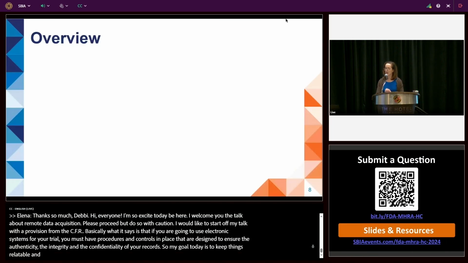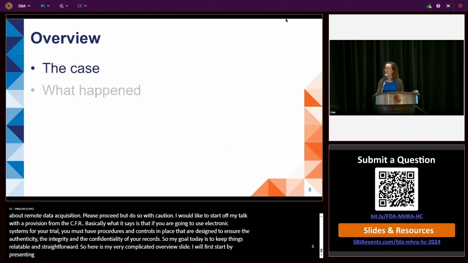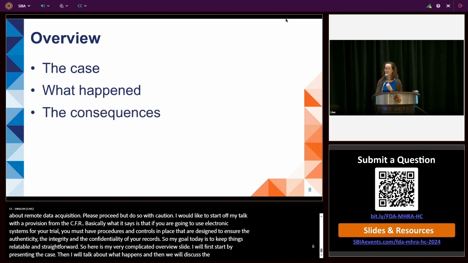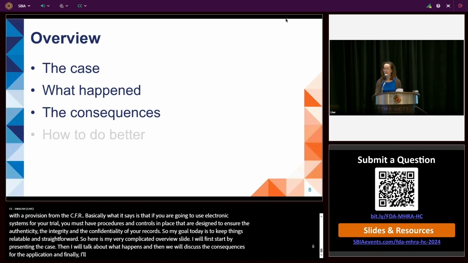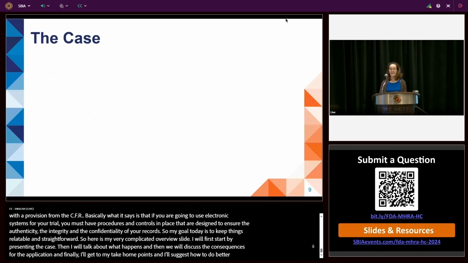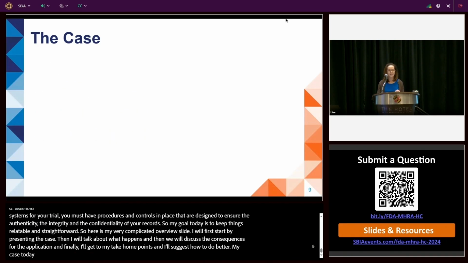So here is my very complicated overview slide. I will first start by presenting the case, and then I'll talk about what happened, and then we will discuss the consequences for the application. And finally, I'll get to my take-home points, and I will suggest how to do better. My case today is a hypothetical case. However, I have created it using real findings from a real case. So what do we have?